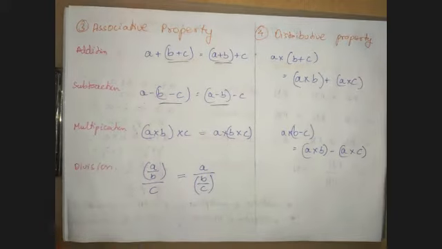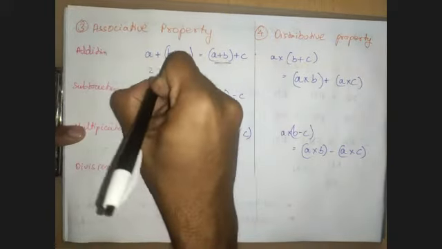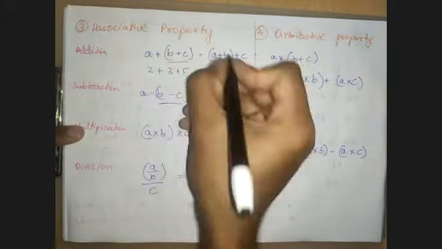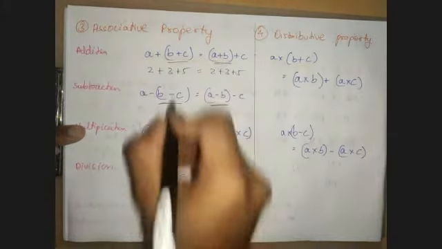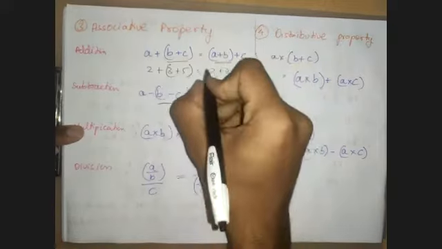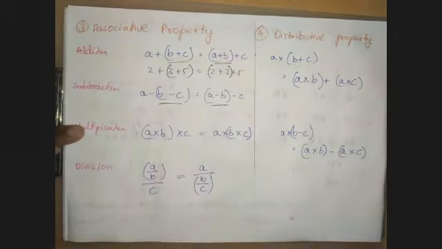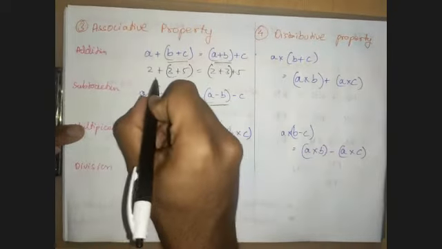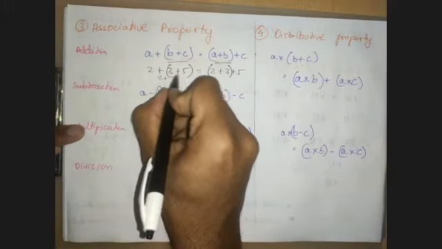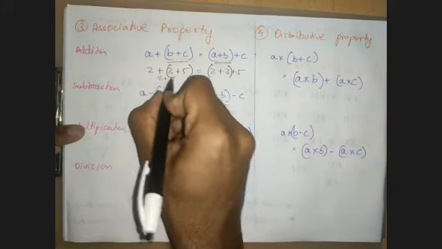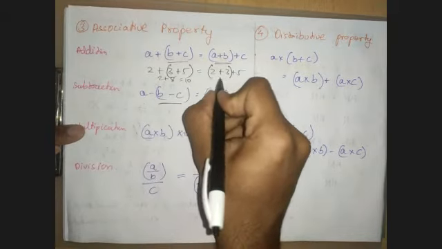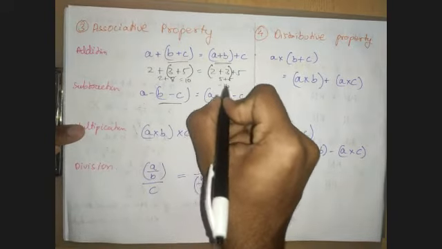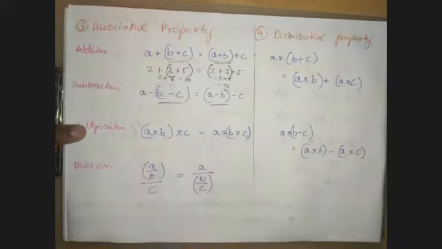Let us look at examples. I write 2 plus (3 plus 5) is equal to (2 plus 3) plus 5. When I add this first, it should be equal to when I add this first. So this would be 2 plus 8, which is 10. And here also, 2 plus 3 is 5, plus 5 is also 10. So yes, both are equal.